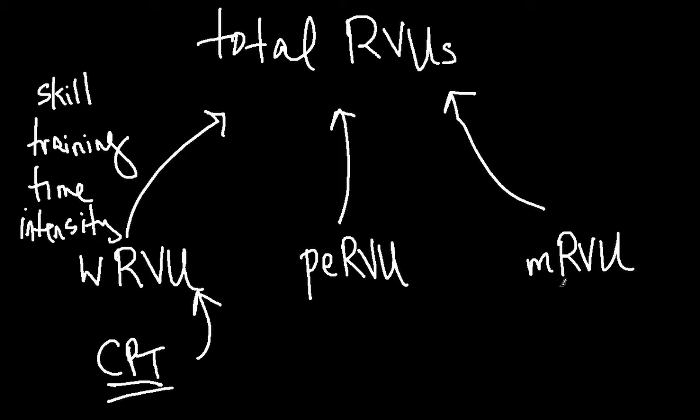And something similar happens here with malpractice RVU. If you are looking at a particular CPT code, there's a particular amount of malpractice that will be needed to cover you in case something goes wrong for that service or procedure. That's where you get an RVU for that. And then you add these 3 together, you just sum them up, and that's your total RVUs.